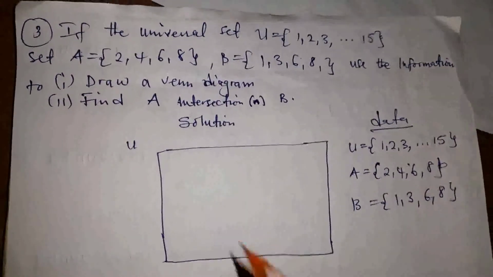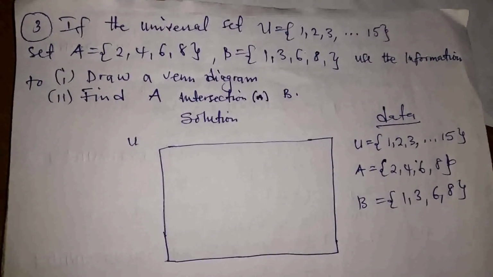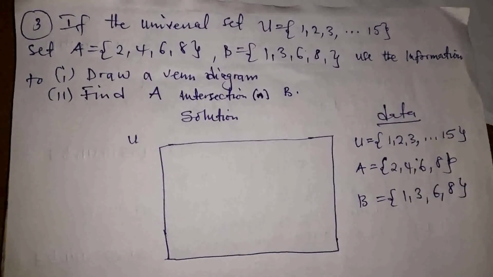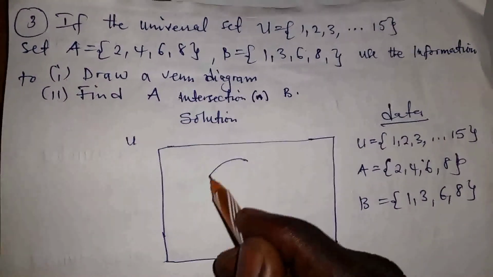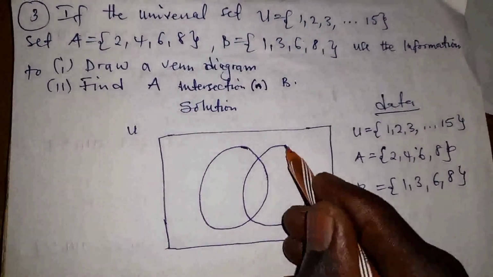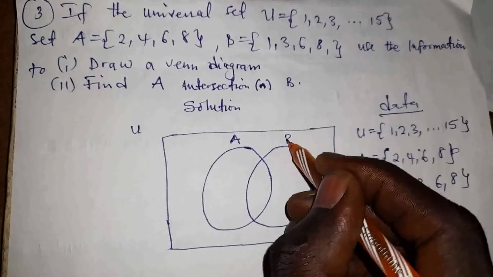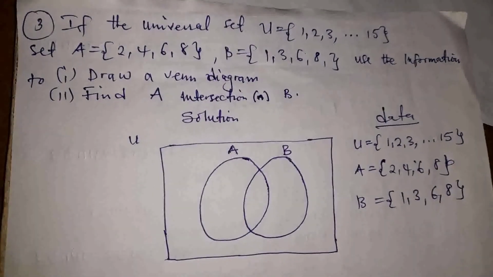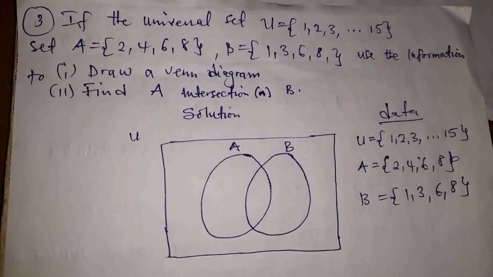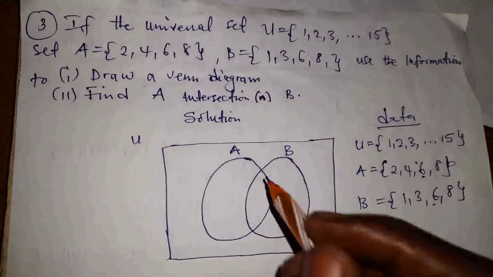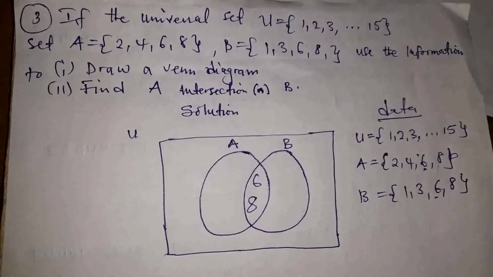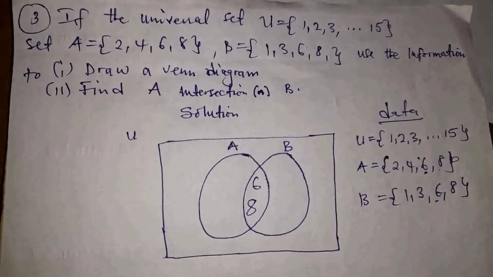Now let's draw. Before drawing, always check set A and set B. Do they have anything in common? Yes. This time around they have something in common, 6 and 8. So you can put them together like that. Name this as A, name this as B. I hope you are following. Now first, input the things that they have in common. 6 is here, 6 is here, so write 6 in the middle. Now 8 is here, 8 is here, so write 8 in the middle. Now remember, no repetition. That's the gem.